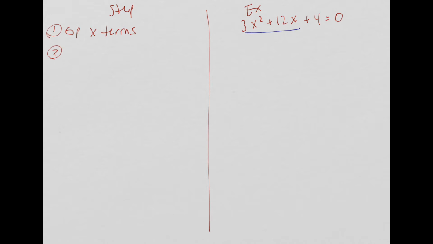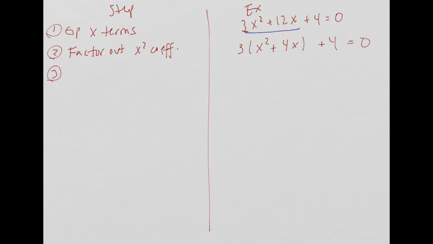Next, what I want to do is I want to factor out the x squared coefficient. Now what's my x squared coefficient? So come over here. My x squared coefficient is a 3. So factor that out of those two terms we just grouped together. So there you go. I had to factor out the 3, so that's what I did.